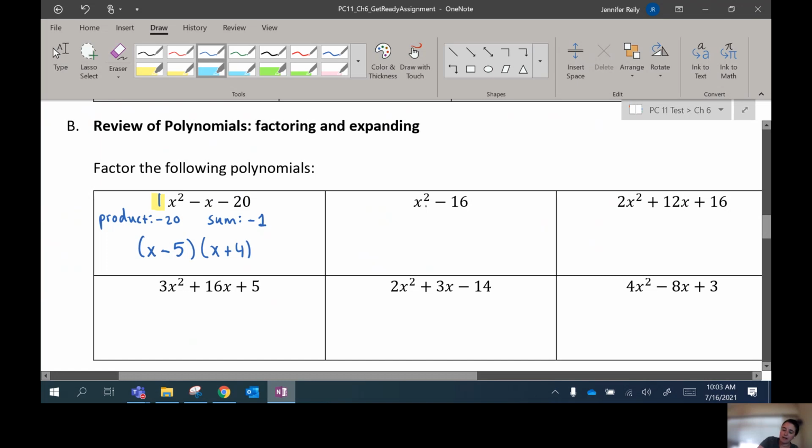Okay, this is a difference of squares. So the two numbers I'm looking for are going to be the same but opposite signs.